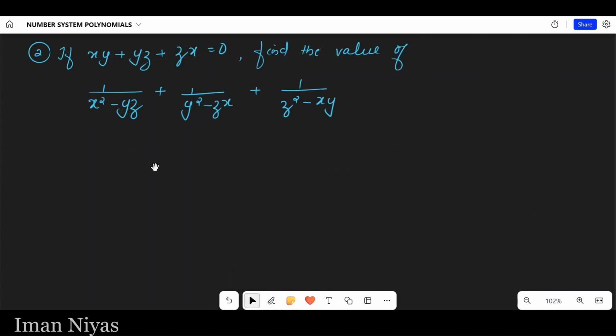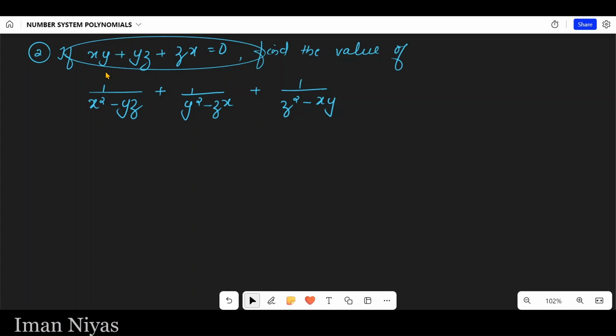So let's see the next question, that is: if xy plus yz plus zx is equal to 0, find the value of 1 by (x square minus yz) plus 1 by (y square minus zx) plus 1 by (z square minus xy). So how can we do this one? What is given first? You have to check. Okay, it is given that xy plus yz plus zx is equal to 0. This is a given thing in this question, right?